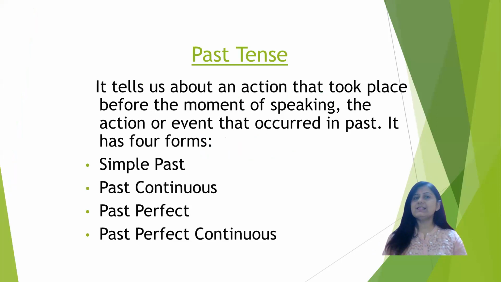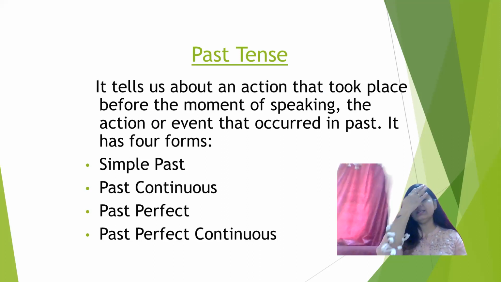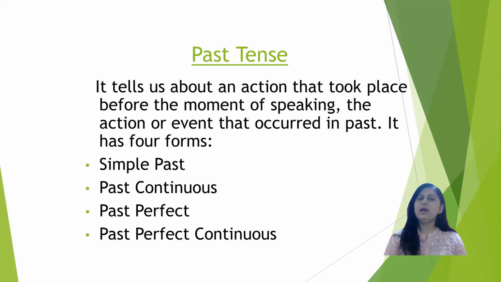The past tense tells us about an action that took place before the moment of speaking. Whatever we are speaking right now, the action that has already taken place will be considered in past tense. The action or event that occurred in the past. It has four forms: simple past, past continuous, past perfect, and past perfect continuous. So in past tense we have these four types, which we will do now one by one.